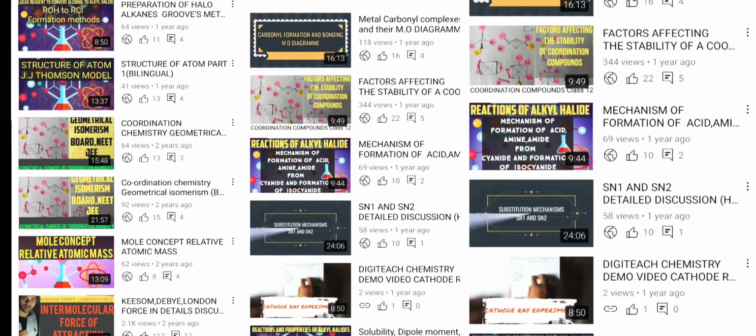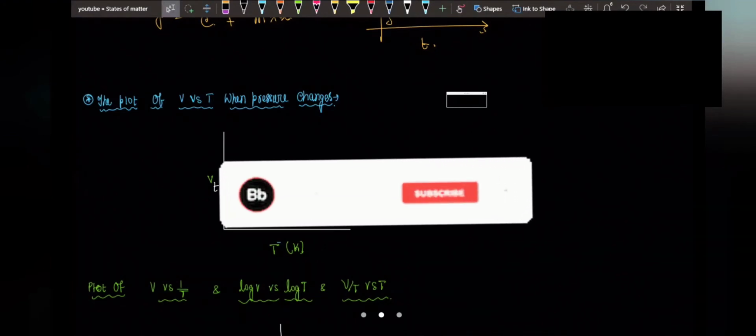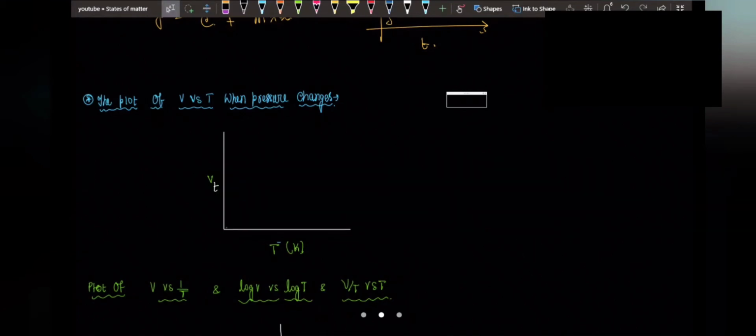Today we are going to continue from Charles' law and Boyle's law. Today we are going to go for the combined law of Charles and Boyle. Apart from that, we are going to talk about Gay-Lussac's law, and we are going to talk about the different sort of questions that are asked in NEET, JEE and all these examinations. Today we are going to go for a lot of theoretical questions as well as graphical questions.